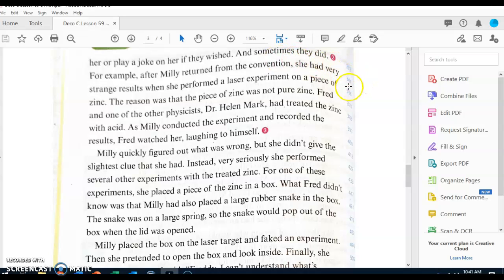For example, after Millie returned from the convention, she had very strange results when she performed a laser experiment on a piece of zinc. The reason was that the piece of zinc was not pure zinc. Fred and one of the other physicists, Dr. Helen Mark, had treated the zinc with acid. As Millie conducted the experiment and recorded the results, Fred watched her, laughing to himself. Now, why was Fred laughing to himself? Fred was laughing to himself because he was playing a joke on Millie.